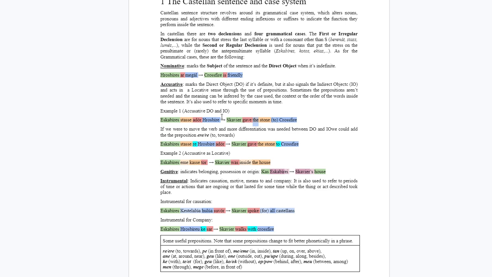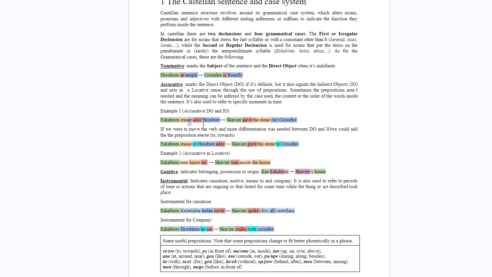Scavier gave a stone to Crossfire. But since we want to express that this stone is the one stone, so a definite meaning, a very specific stone, we use the accusative. So in this case, the ending ends with an E. Again, we will later see, depending on the declension, how different words can change and adapt depending on how they are pronounced.